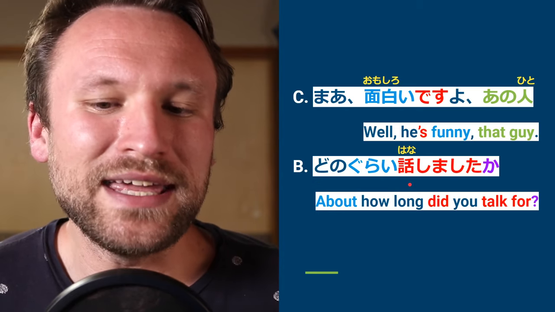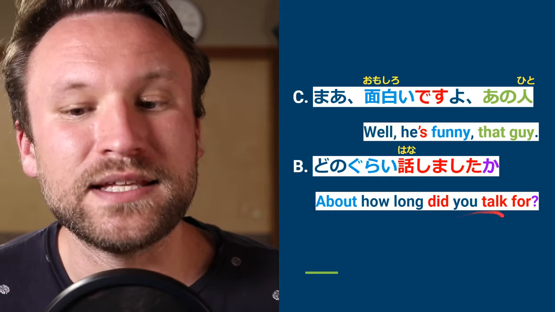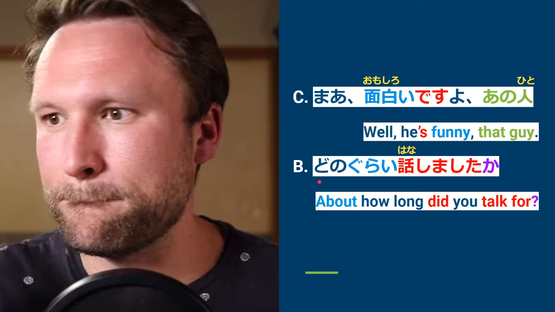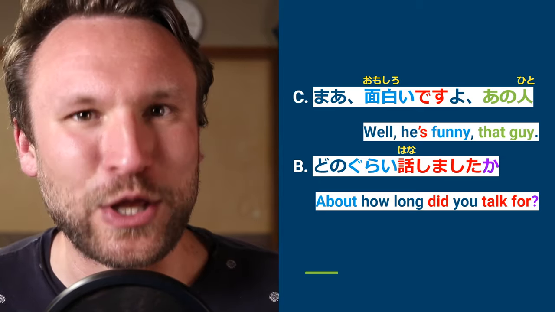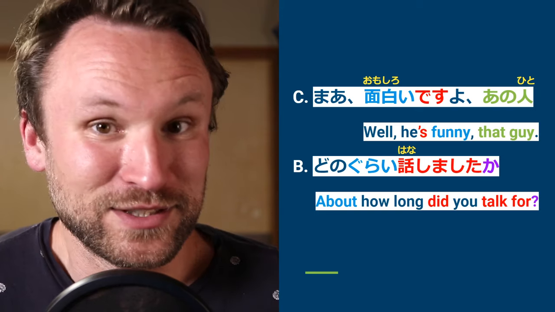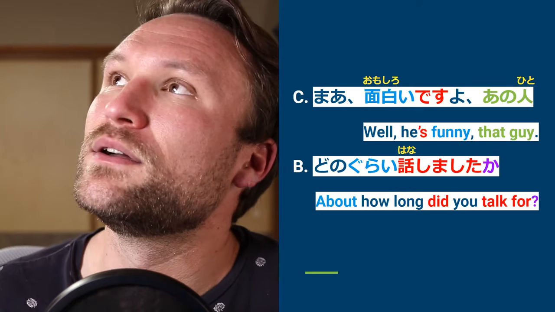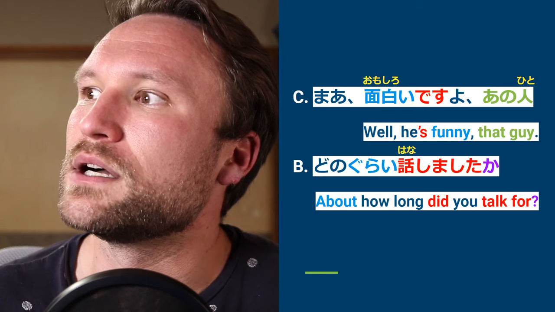どのぐらい話しましたか? About how long did you talk for? Maybe I didn't cover dono yet. Dono means how long, and about is ぐらい. どのぐらい話しましたか? Wait, どのぐらい? How long? Just how long is fine.